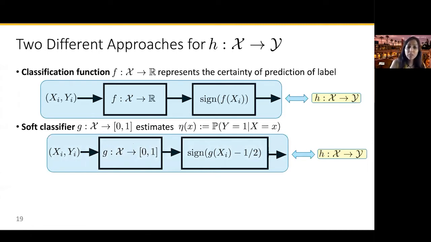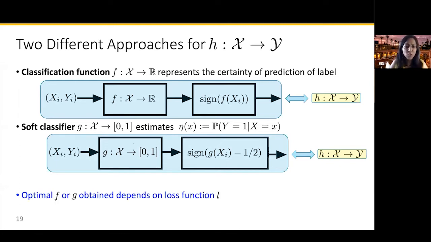Okay, so there are two ways to do this. The first one is called classification function. The second one is called soft classify, right? And you may wonder, how do you go between these two? It's not very hard to do, right? I'll tell you about it in a minute.